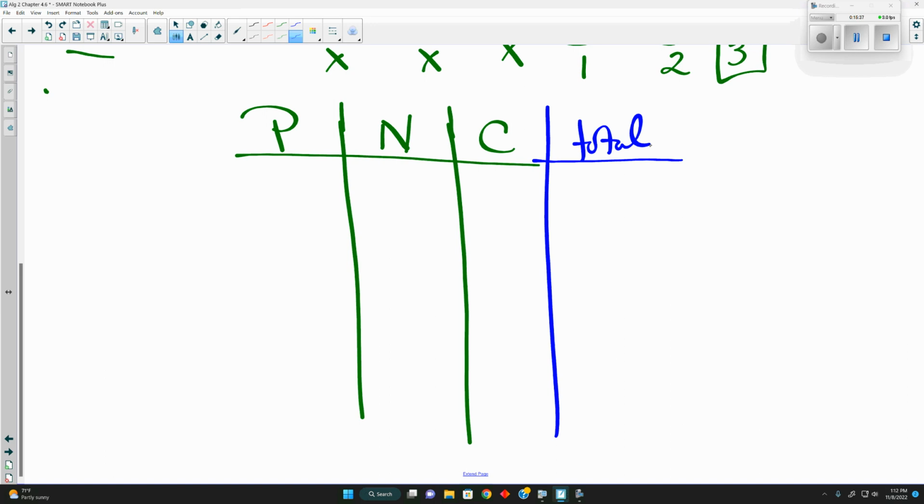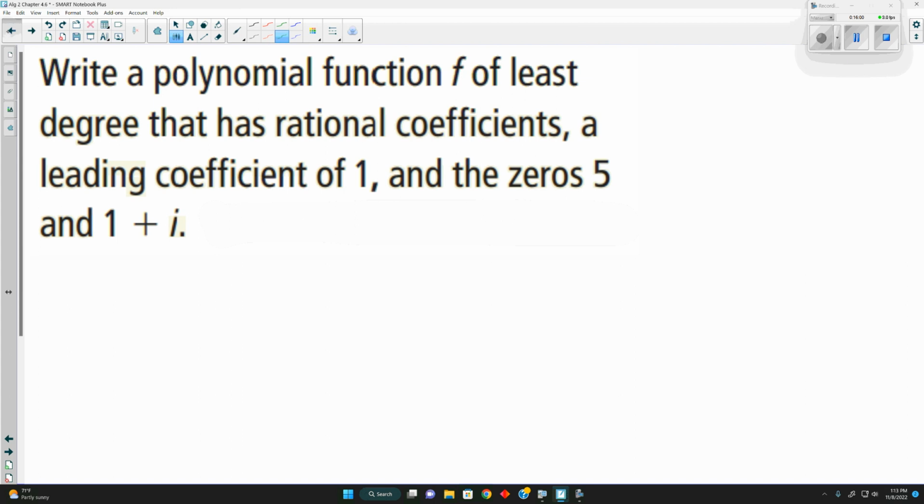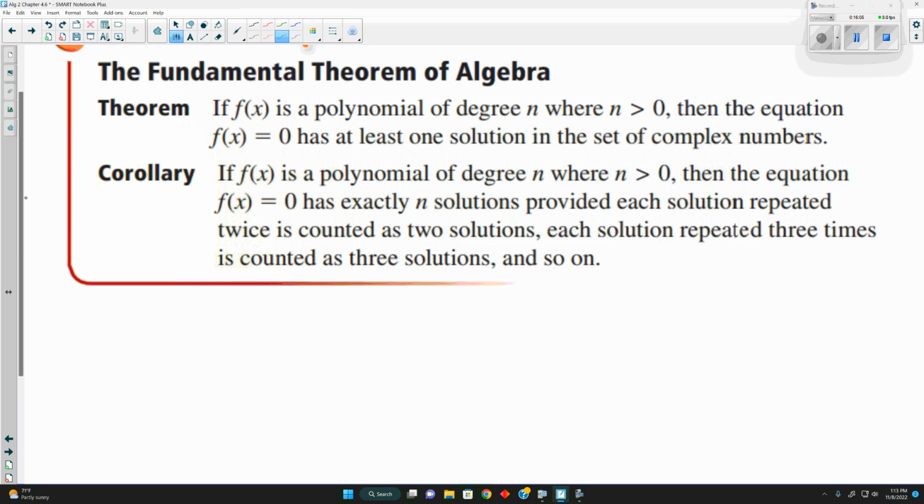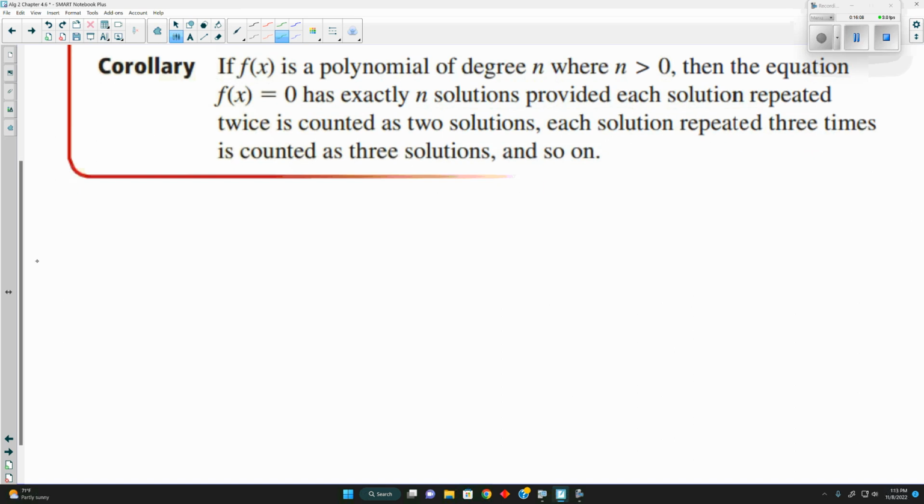Now, when we did all the calculations, we found the most positive number of zeros we could have is 3, and the most negatives we could have is 3. Now how many would we have total for this here? 6. Because of the fundamental theorem of algebra, which we did yesterday, it states that when a polynomial has degree n, where n is greater than 0, then the equation, where it's 0, has exactly n solutions. So the degree tells us the number of solutions.